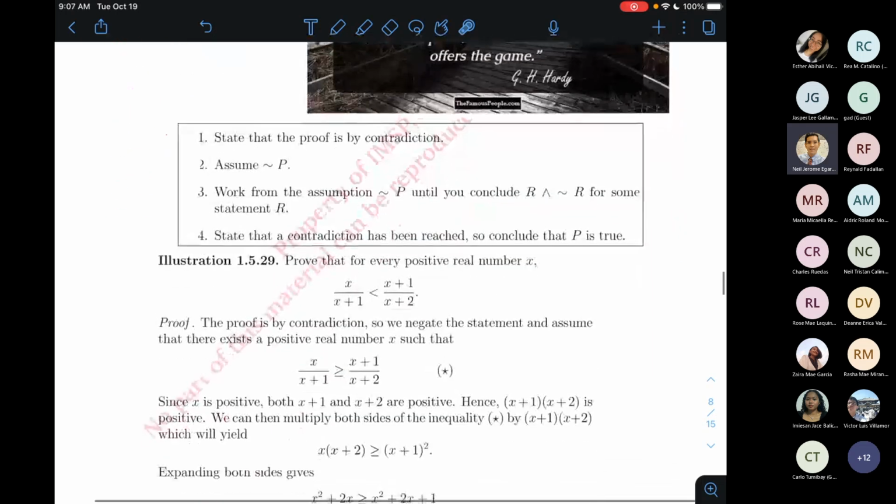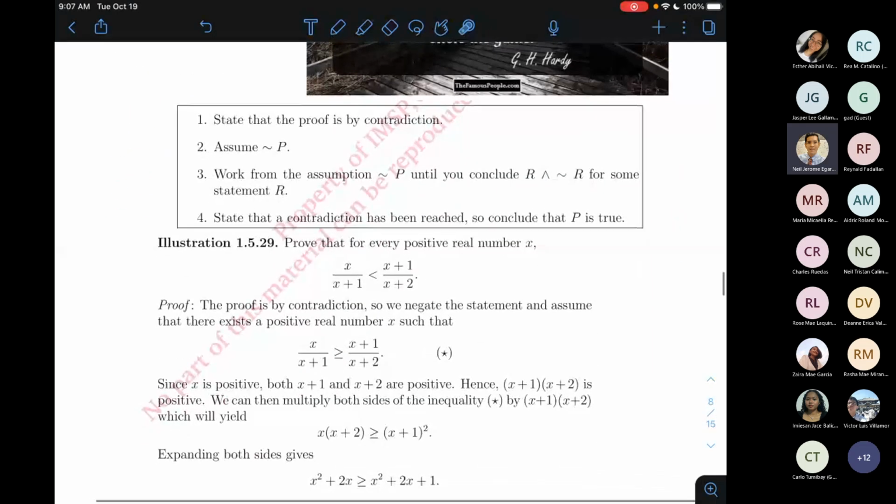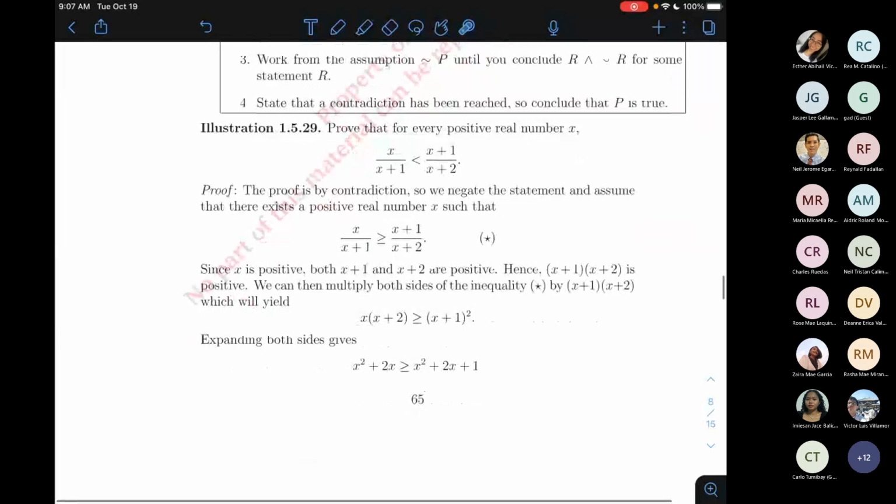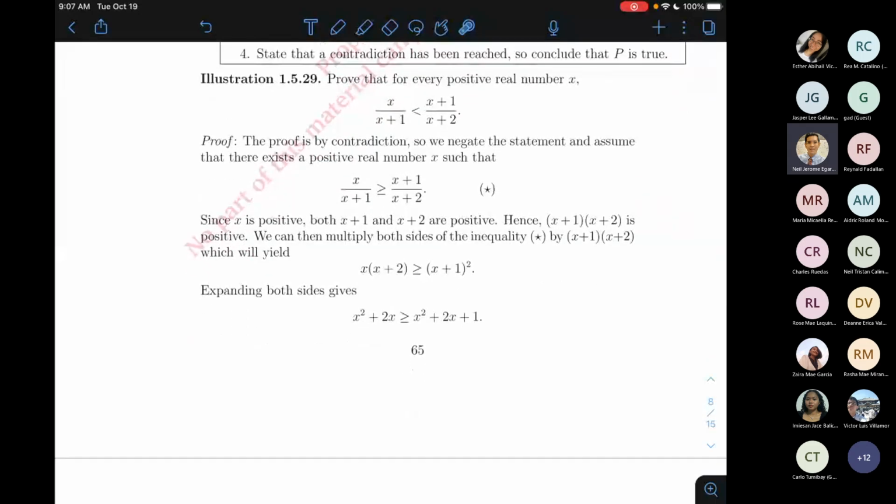Okay, so let's try an example. Let's start with example 29. You can prove example 29 using a direct approach. Feeling ko ganun din siya kadali. Pero just to illustrate the proof by contradiction, let's try to prove it using that.